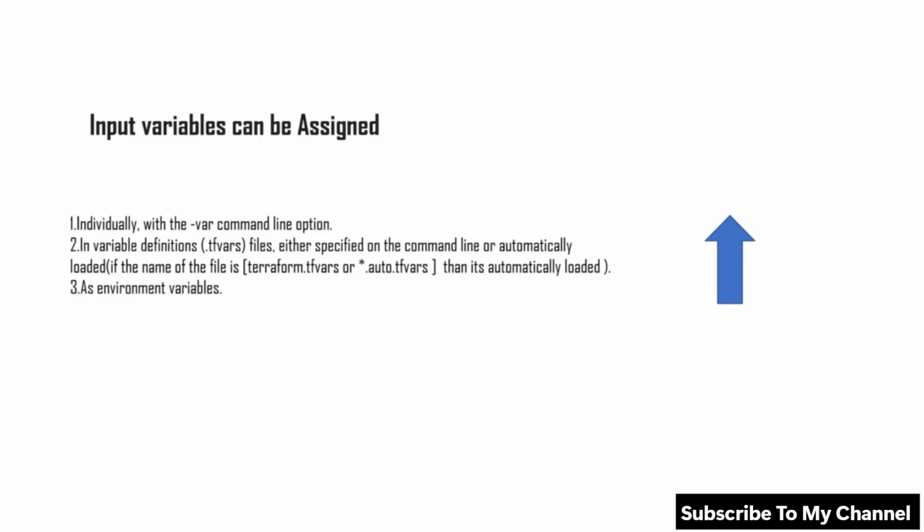Now, once you've declared your variables, you can assign values to them as well. There are multiple ways in which you can assign values. The most important ones are using the -var option when you're running the terraform apply command, where you can assign values to the variables that you have defined. A second option is using .tfvars files. Within .tfvars files, you can assign values to variables that you have already declared in your main.tf or in your variables.tf file. You can also assign variables using environment variables. The precedence is as follows: the environment variable has the least precedence, and using the -var option has the highest precedence.